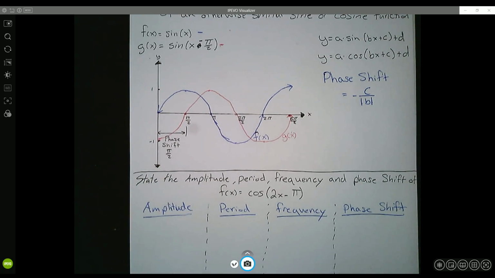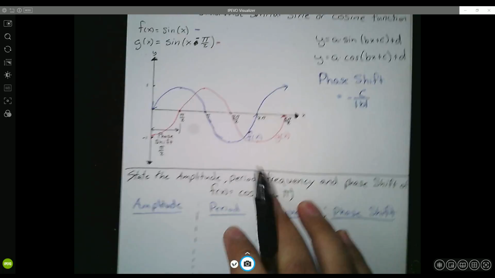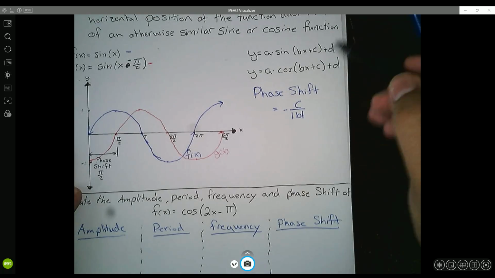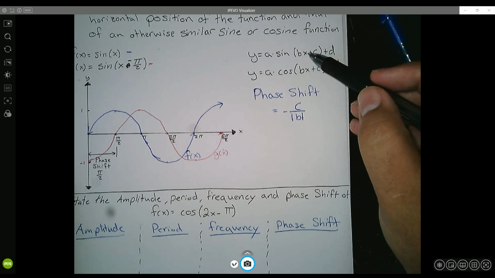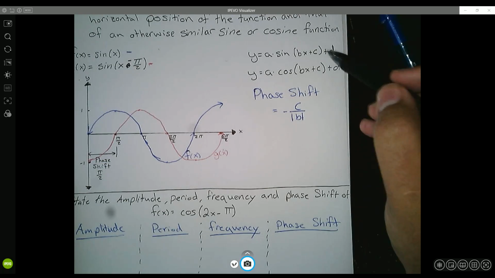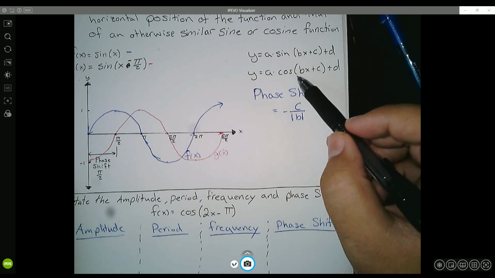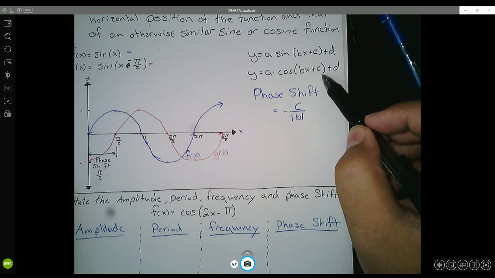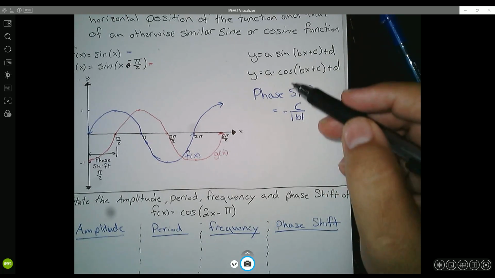So how do we come up with that number? It's not just dealing with this right here. We're going to go back to the basic sine and cosine functions that we've been using so far. y equals a times sine of bx plus c, all plus d, and y equals a times cosine of bx plus c, all plus d. We're going to use those equations again, and we're going to find the phase shift.